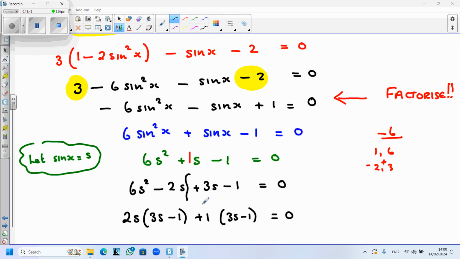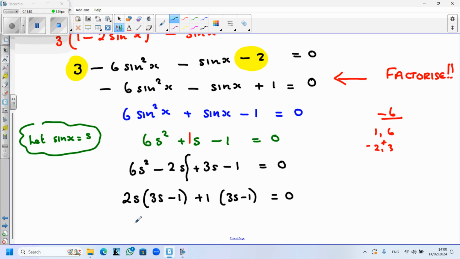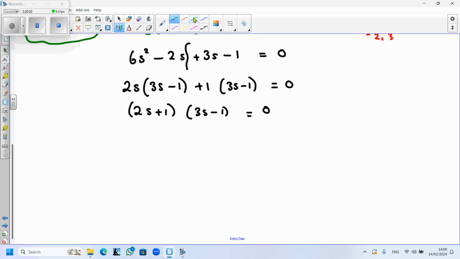What do I do to change 3s into 3s? I multiply it by plus 1. So now I've got the 2 brackets sitting there. I've got 2s plus 1, and I've got 3s minus 1. And all of that's equal to 0. So at this stage, we'll change it back. Okay, so I've got 2 sine x plus 1, bracket, 3 sine x minus 1. And all of that is equal to 0.